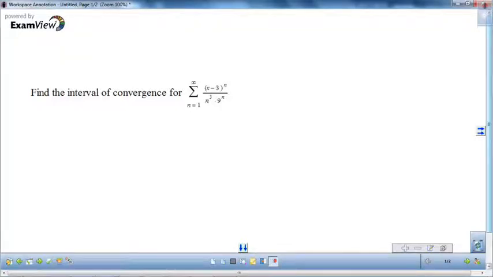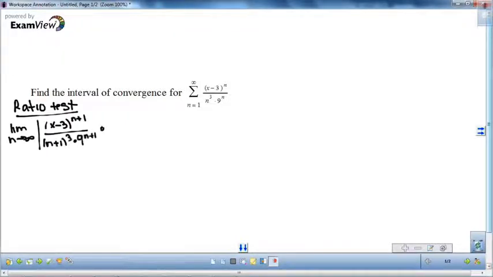To find the interval of convergence, I first check to make sure it's not a geometric series. Since it's not geometric, I'm going to go ahead and use the ratio test. So the ratio test says that the nth plus 1 term divided by the nth term. And since I'm dividing by the nth term, I'm going to multiply by the reciprocal.